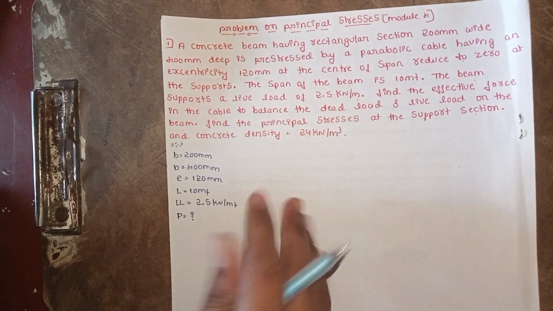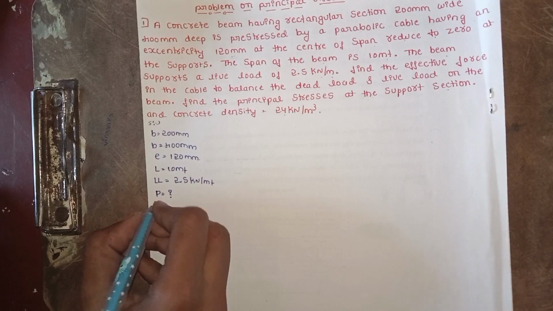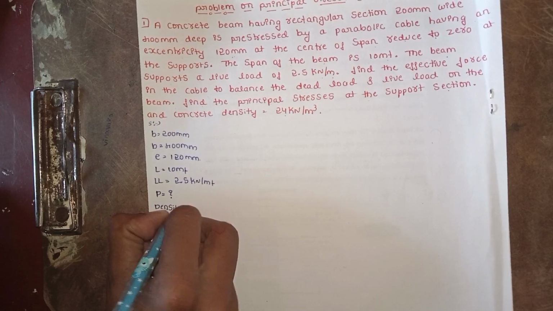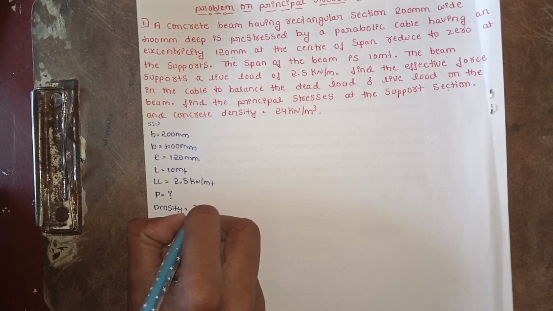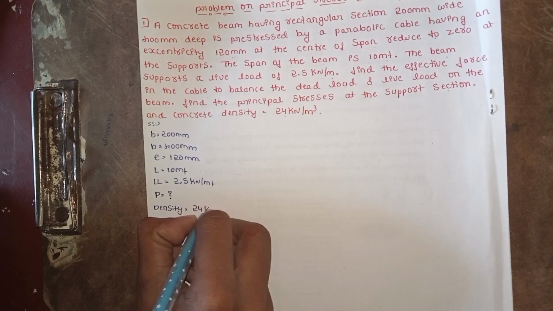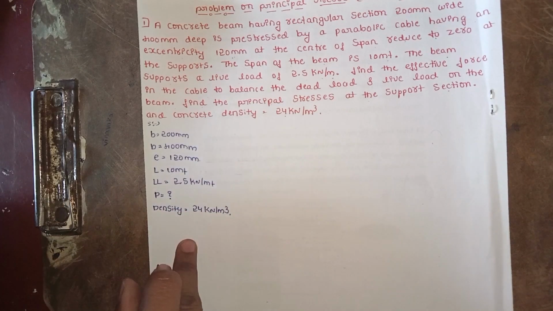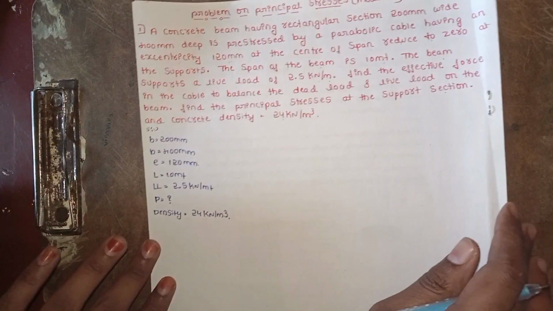and also find the principal stresses at the support section, and concrete density is 24 kilonewton per meter cube. Okay, density of the concrete means density equal to 24 kilonewton per meter cube. Okay, this is given data. Now draw the figure.